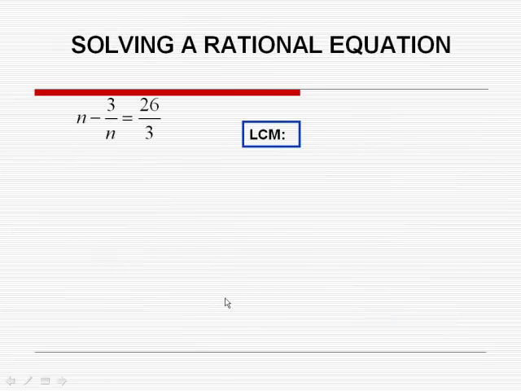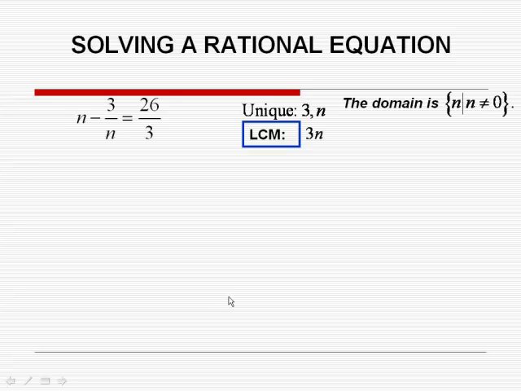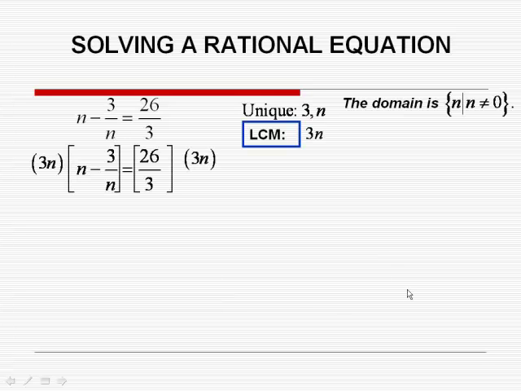Alright, solving another one. Let's look at this one. Okay, so unique factors are 3 and n, so the LCM happens to be 3n. The domain is, notice the only problem we have is that n can't be 0. So we're ready to multiply both sides.